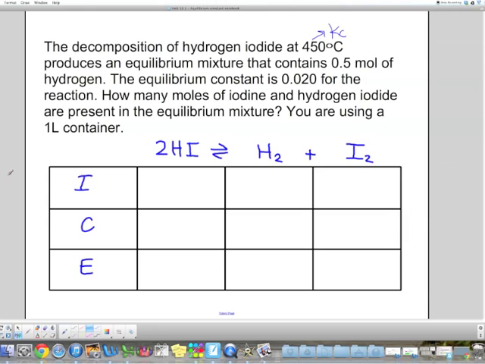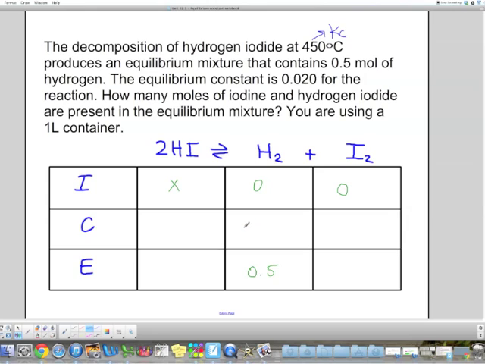Okay, so what do we do with this? Let's start by writing down what we know. I don't know how much I have of HI. I have X amount. I know that for my products, I always start at 0 initially. I know that I have 0.5 mole of hydrogen at equilibrium, and I know that I'm working with a 1 liter container, so my concentration is 0.5 mole per liter for hydrogen. So here I have 0.5 mole per liter. Now these always use molar concentrations, in other words, concentrations in mole per liter.